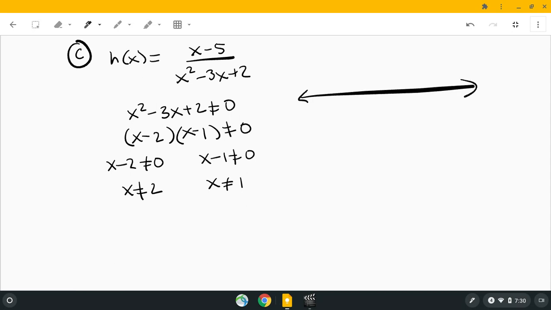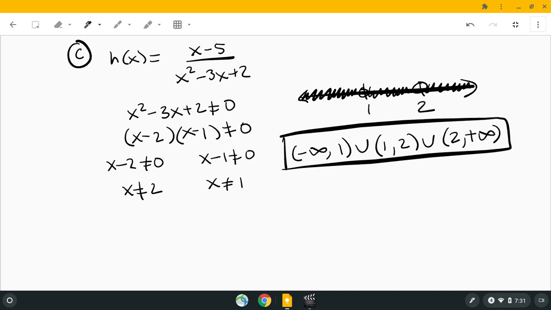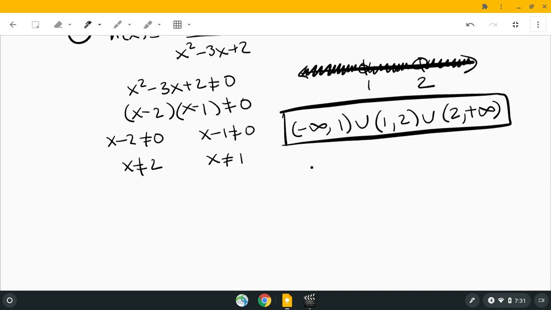So let's take a look at what that looks like. Here's 1. We're going to exclude that number. Here's 2. We're going to exclude that number. So our domain can be any of these numbers, any of these numbers, any of these numbers. Okay? All right, so negative infinity to 1, parentheses, right? And then 1 all the way to 2, parentheses again. And then 2 all the way to positive infinity. Okay? So that's how you find domain.